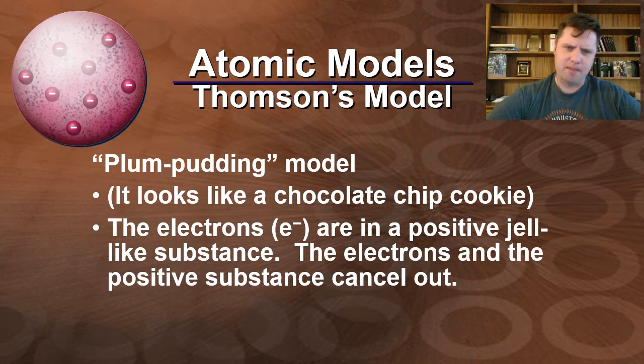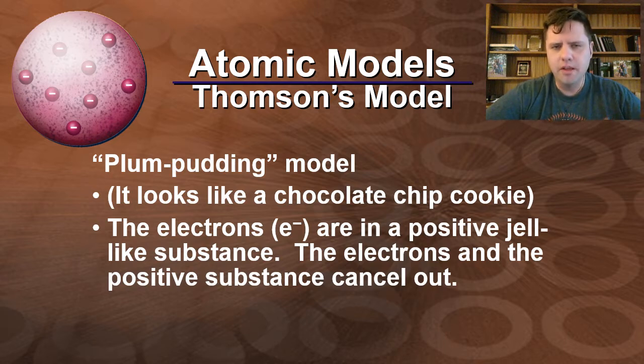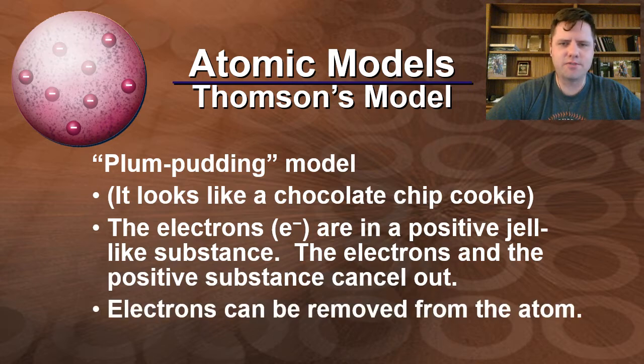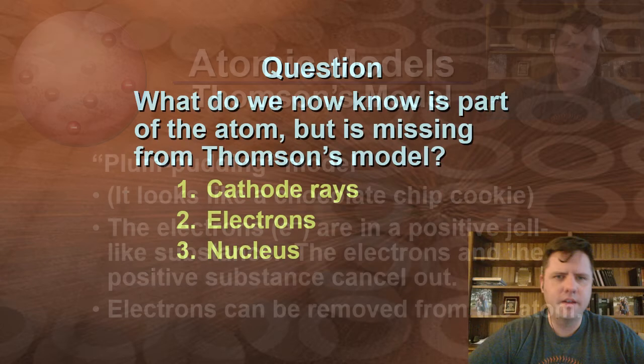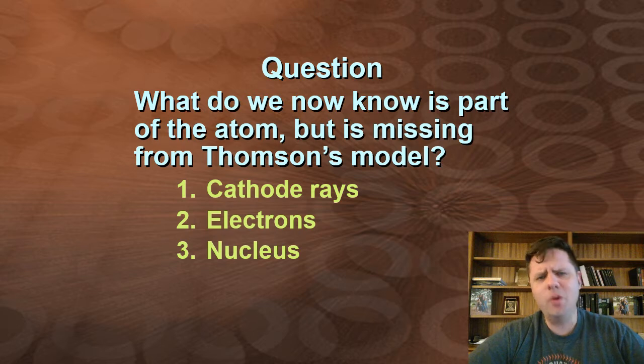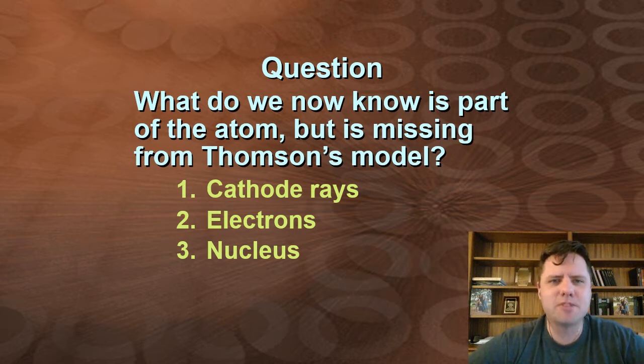The electrons and the positive substance cancel out. So he said there's enough positive charge within the substance to balance the negative corpuscles and the negative electrons that are present, so that the net charge is zero, but it is arranged in this fashion. Electrons can be removed from it. Now, what do we know now? What do we now know is part of the atom but is missing from Thomson's model?